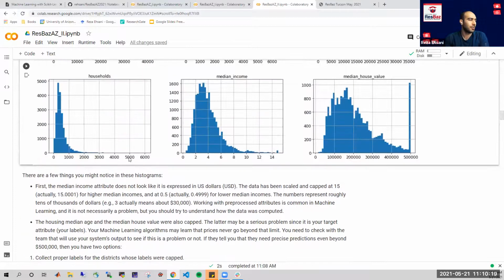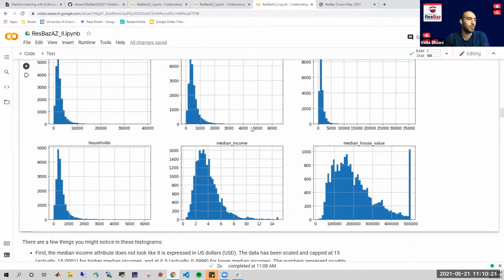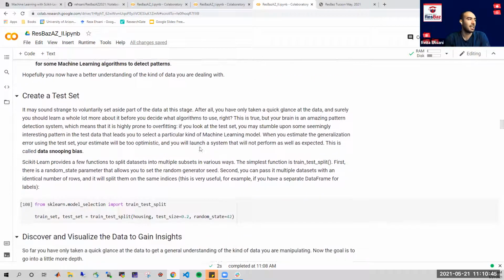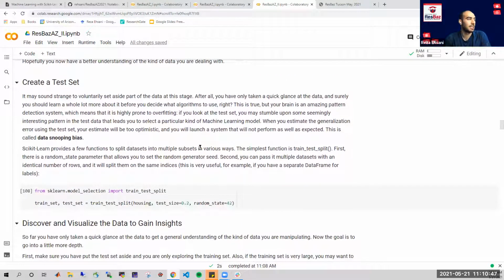Also, if you look at the histograms, you notice that these attributes have very different scales. And finally, many of the histograms are tail-heavy, meaning they extend much farther to the right of the median than to the left. This may make it harder for some machine learning algorithms to detect patterns in the data. So hopefully now you have a better understanding of what kind of data you are dealing with. The next step is to create a test set.